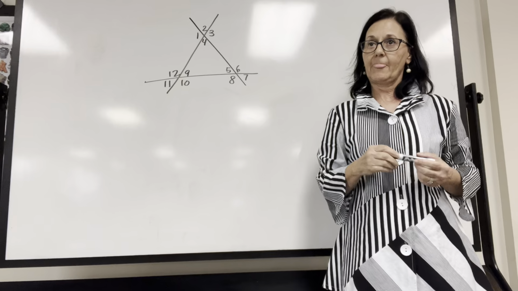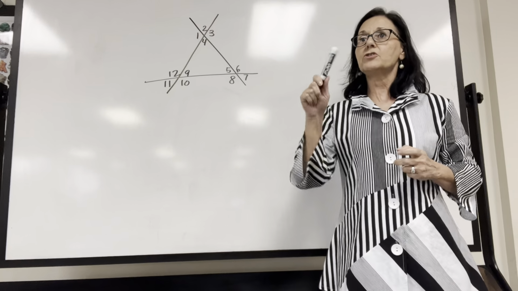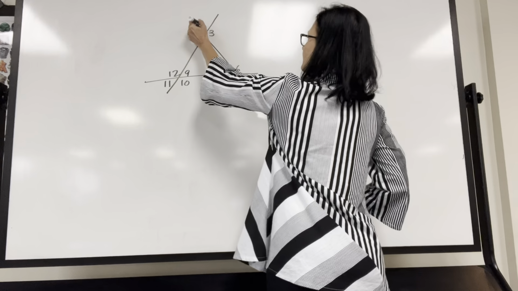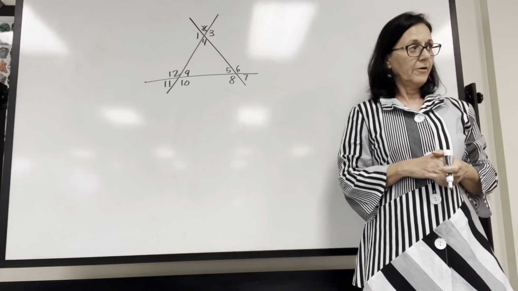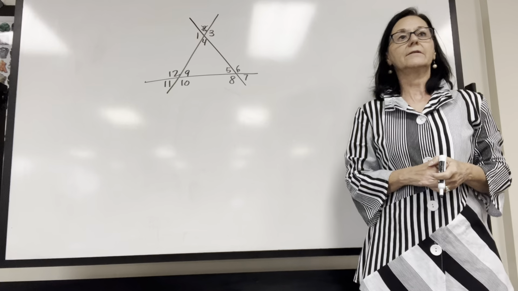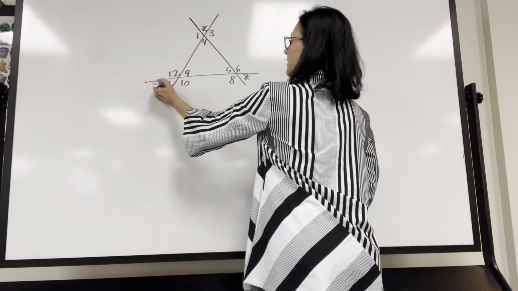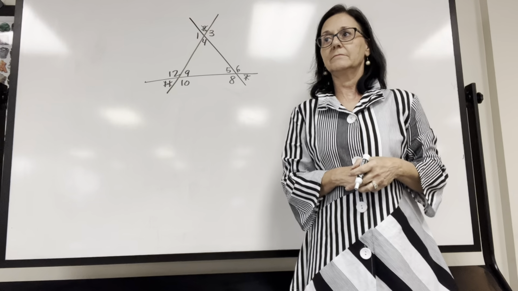What is it if it's not? It's vertical to an interior angle. So 2 is not an exterior angle. Are there any other ones here that are not exterior angles? Yes, Link. 7 and 11. 7 and 11 are not exterior angles. They are vertical to the interior angles.